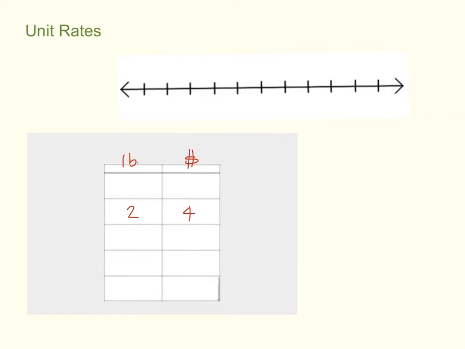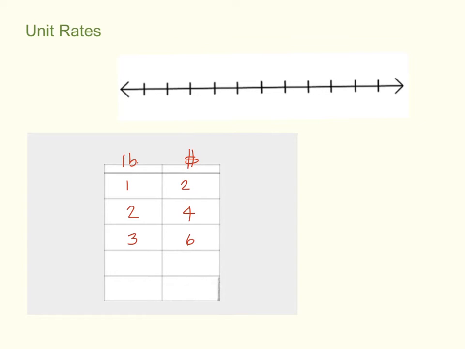Unit rate means I want to know what 1 pound costs. Now, I could ask how much weight I can get for $1. But usually that's not what we're curious about. We want to know, what is it going to cost per pound? And then I could go the other direction. I could say, well, what if I had 3 pounds, etc.